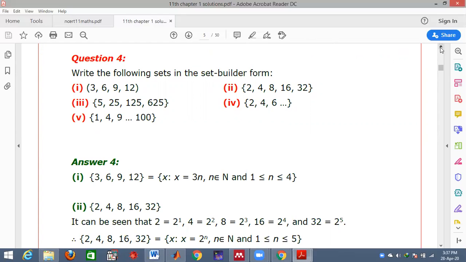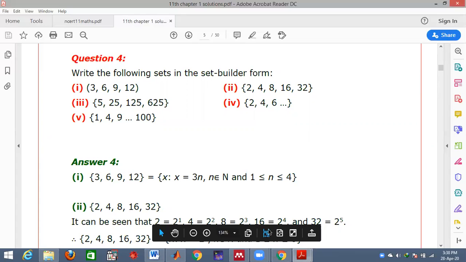First, it is 3, 6, 9, and 12. How can we write this? These are actually the multiples of 3. So it is x such that x is equal to 3n, n belongs to natural numbers, and n lies between 1 and 4, with 1 and 4 included. On the same lines, you can see the property in these, and you can write that common property that is shared by the elements.